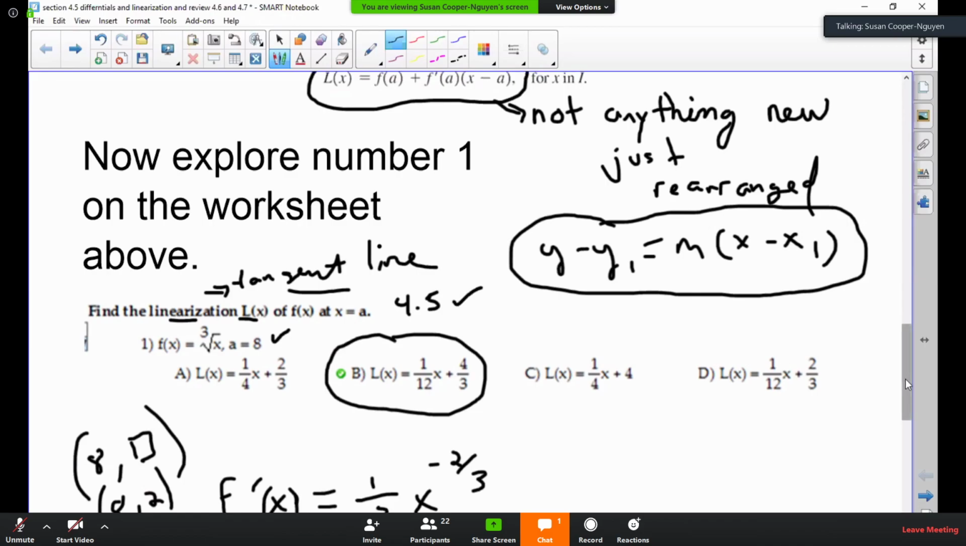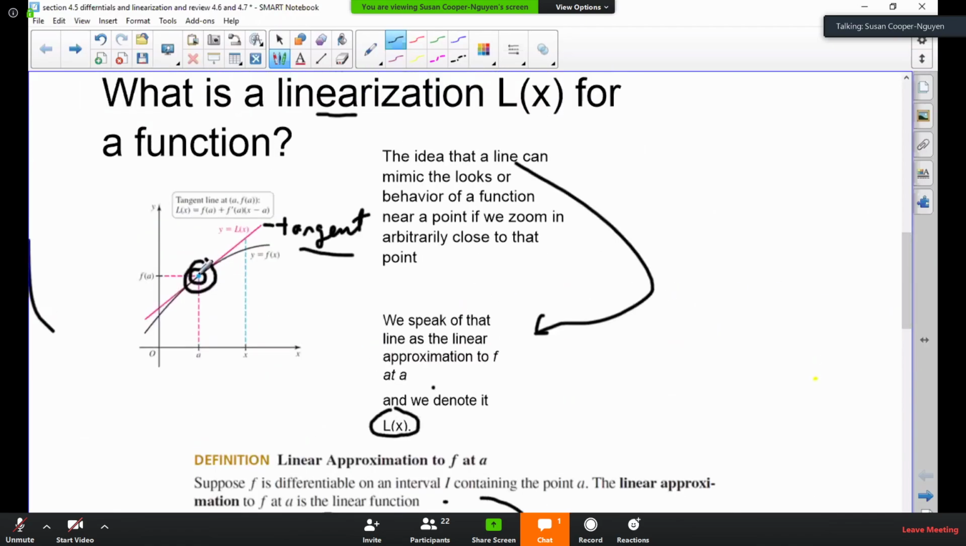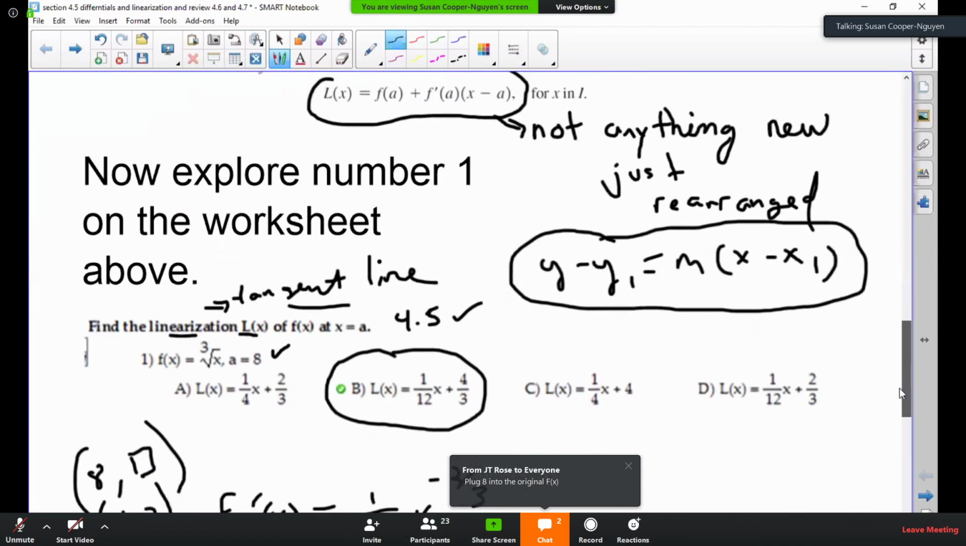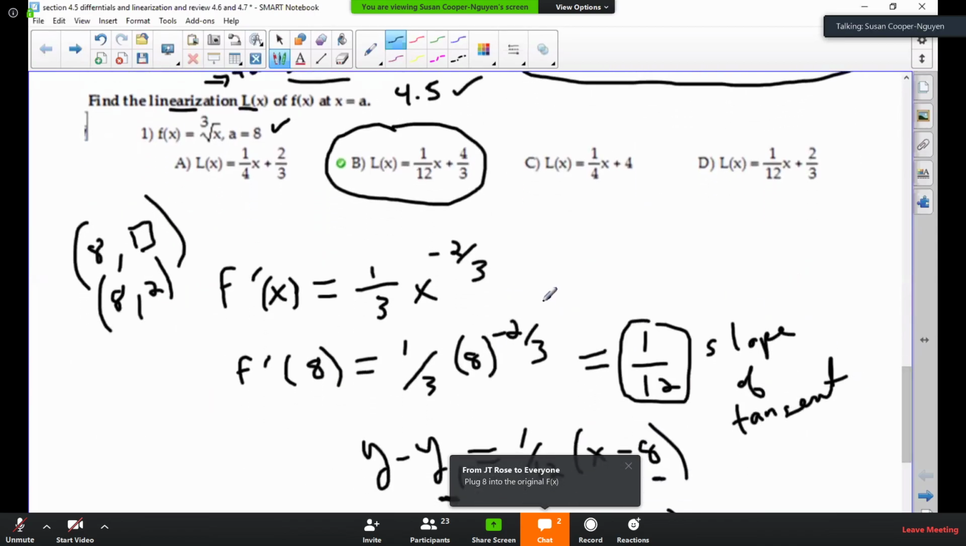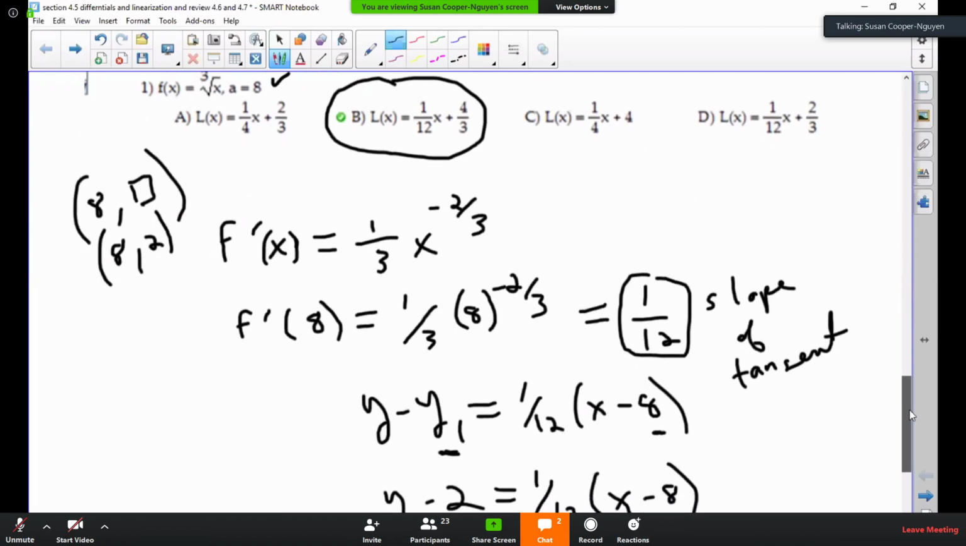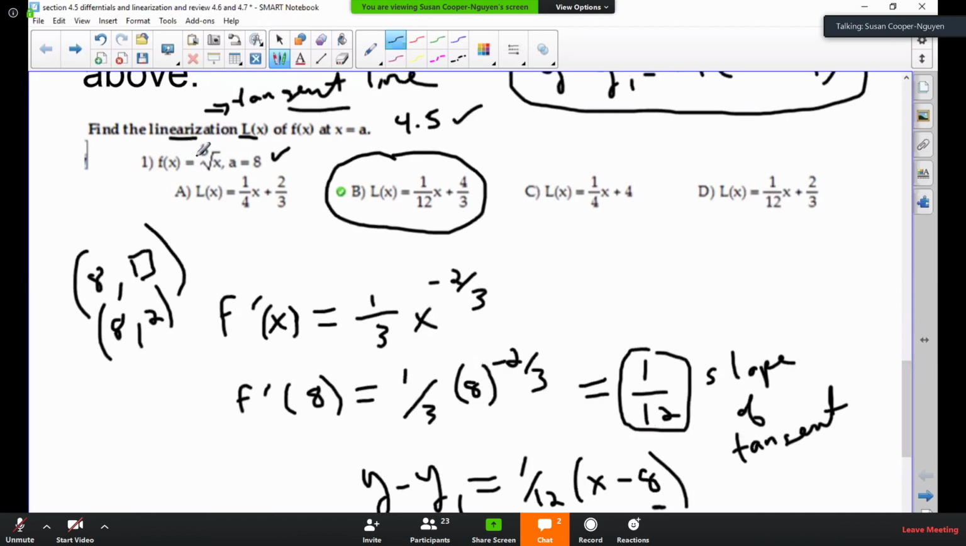But for the visual people of the world, I want to see, like when we said, why would somebody want to do that? That's the big picture. Why would someone want to create the equation of a tangent line to a curve, or mimic the behavior of a curve with a line near a certain point? So the best way I can explain that is to do what we did from the beginning. Let's go ahead and graph the original.